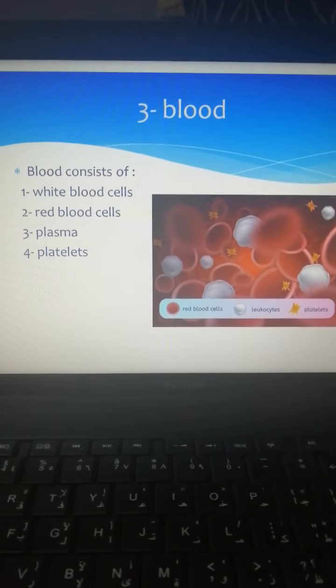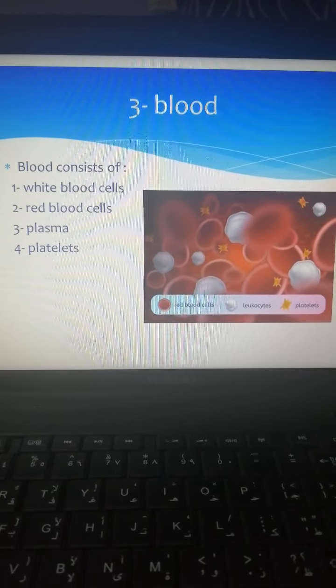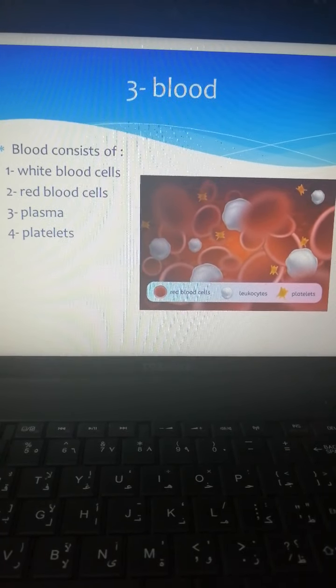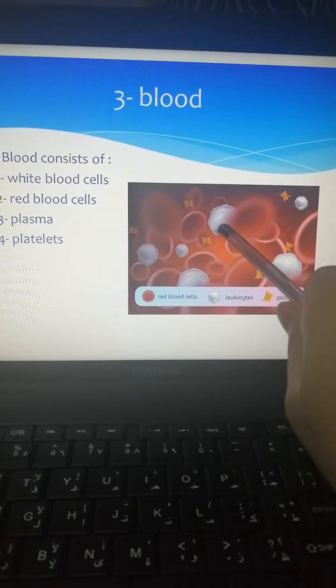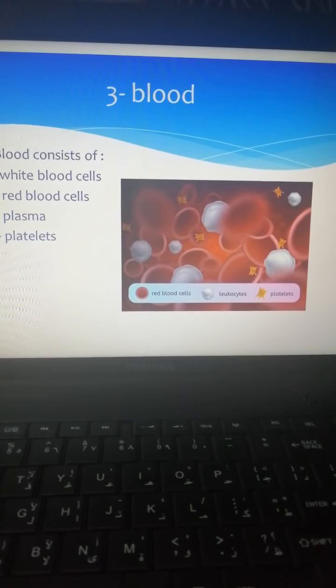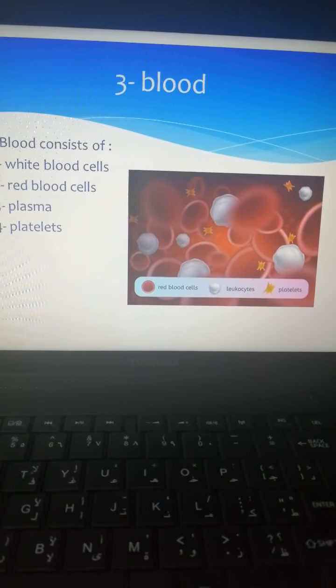Blood. Blood consists of white blood cells, red blood cells, plasma, and platelets. So, what are the components of the blood? Blood consists of white blood cells, red blood cells, plasma, and platelets.